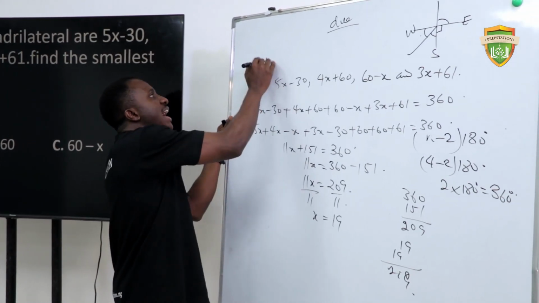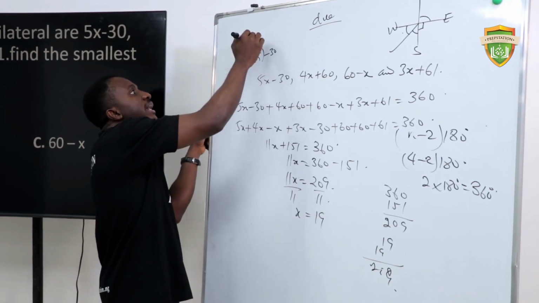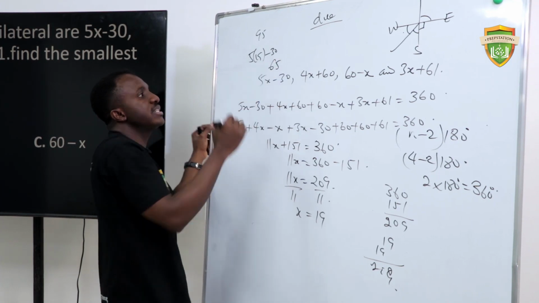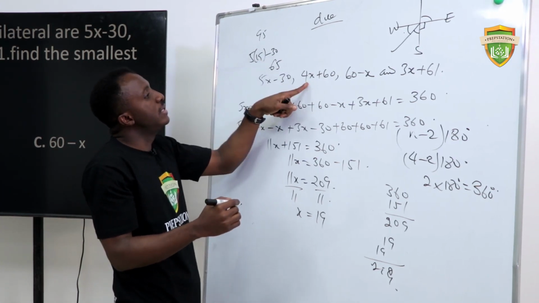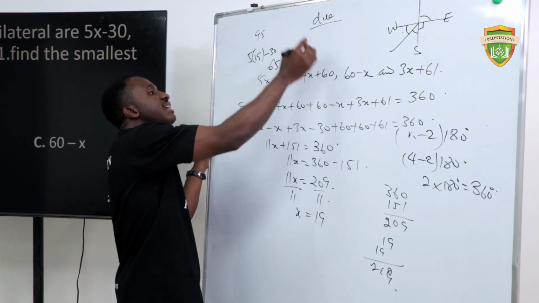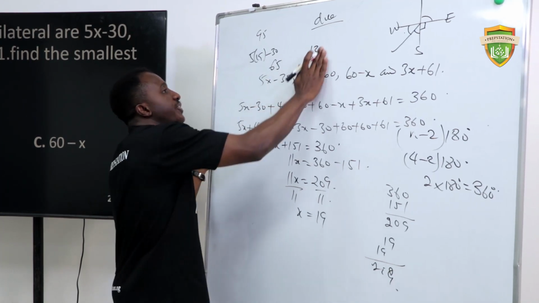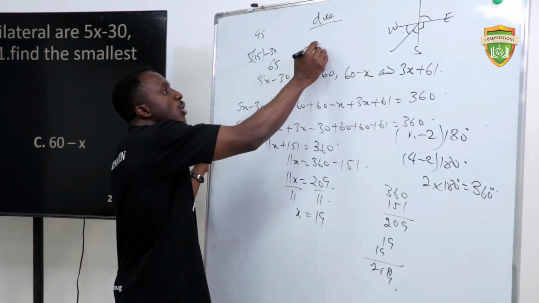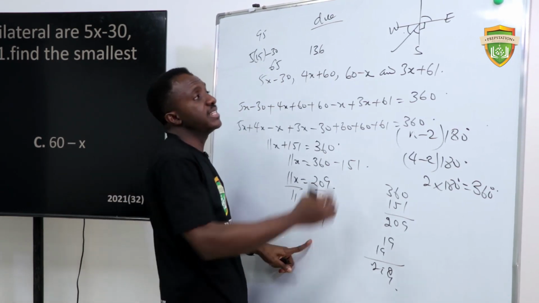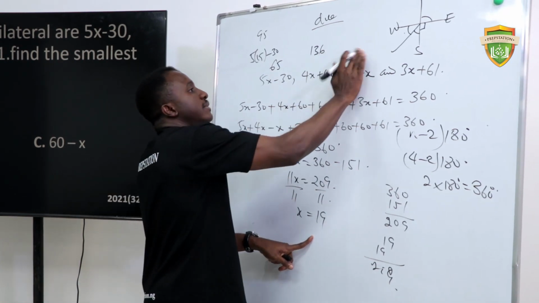We can substitute that. 5 times 19 minus 30. Now, 5 times 19 is 95. 95 minus 30 gives us 65. 4 times 19 plus 60. 4 times 19 is 76. 76 plus 60 is 136. Now this one is 60 minus 19. 60 minus 19 is 31. Sorry, 41, I beg your pardon.